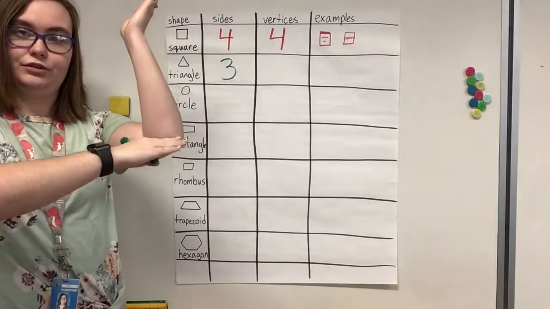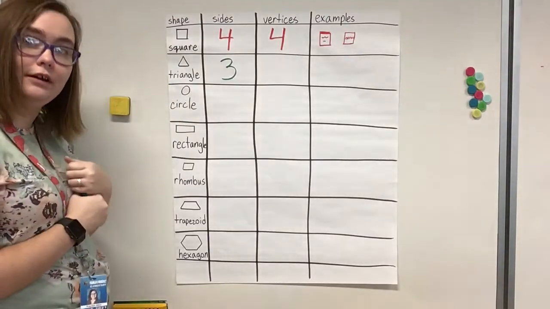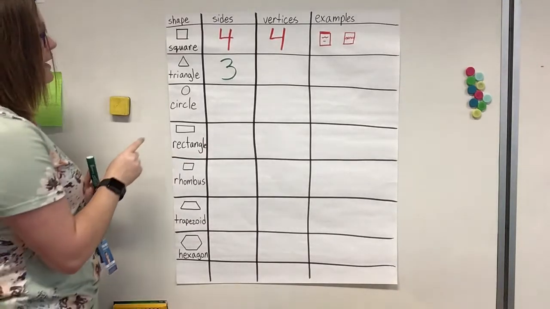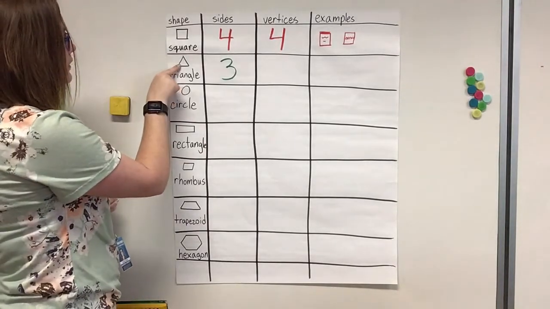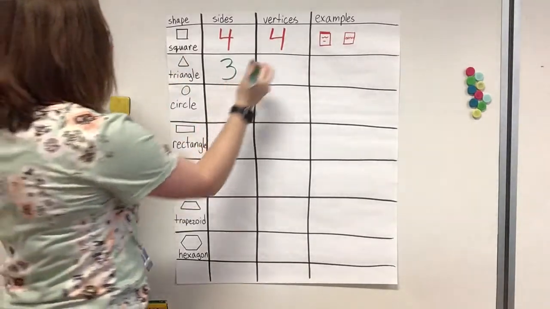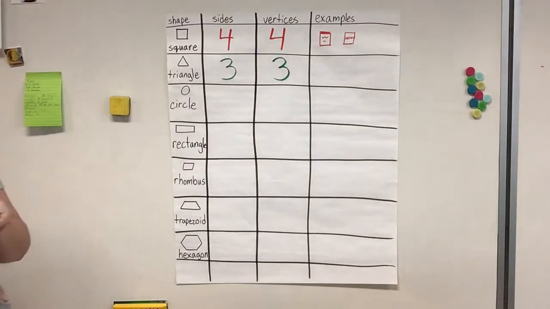Okay, how many vertices? Remember, where those 2 sides touch, we also might have heard it called a corner. How many vertices does this shape have? Let's count. 1, 2, 3. 3 vertices. So we are going to write the number 3 on there.